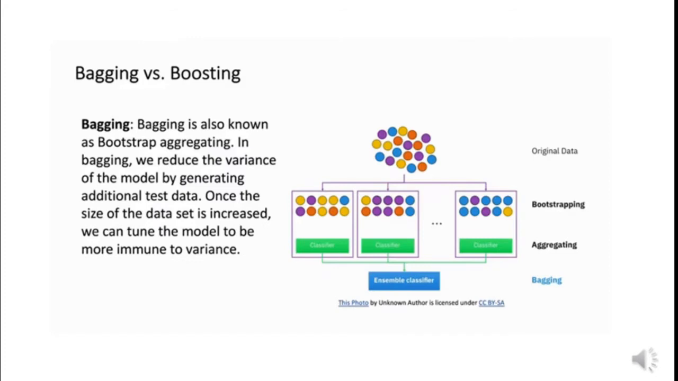Now let's look at what bagging actually is. It is also known as bootstrap aggregating. In this, we try to reduce the variance of the model by generating additional test data. Once the size of the data set is increased, we can tune the model to be more immune to variance. In this diagram, we have original data, and from that we have created more data points, test data, and give it to the different classifiers. Once we give it to the different classifiers, we tune the model for more variance in the dataset. Based on that, the model can be immunized, so it can provide more accurate results.